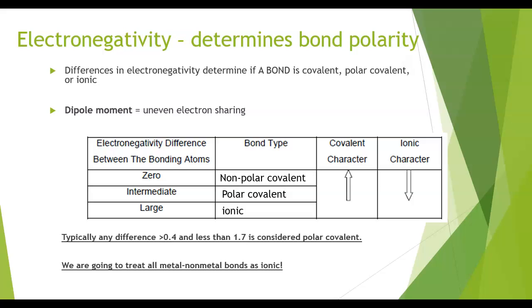When we look at an intermediate, and we'll define this in the next slide, we call it a polar covalent, meaning that the electrons are still being shared between both elements, but they are not being evenly shared. And then if we have a really big difference, then we will call that an ionic bond. So typically anything that's greater than 0.4 we would consider polar covalent, and also less than 1.7. So anything more than 1.7 difference in electronegativity would be considered to be an ionic bond.